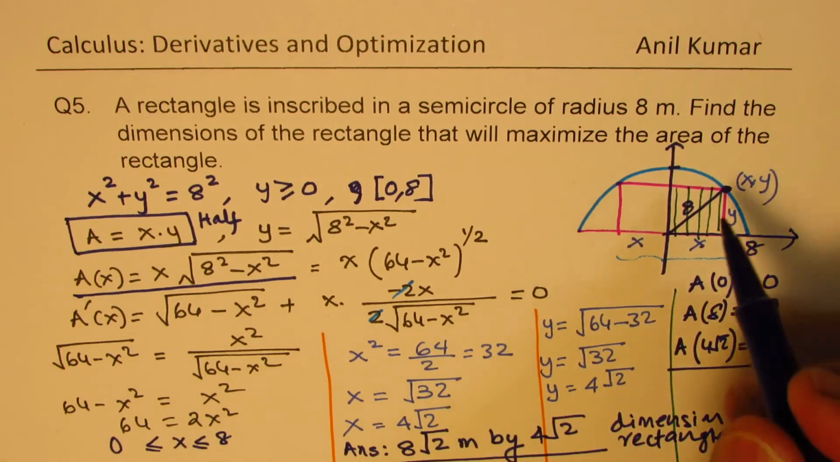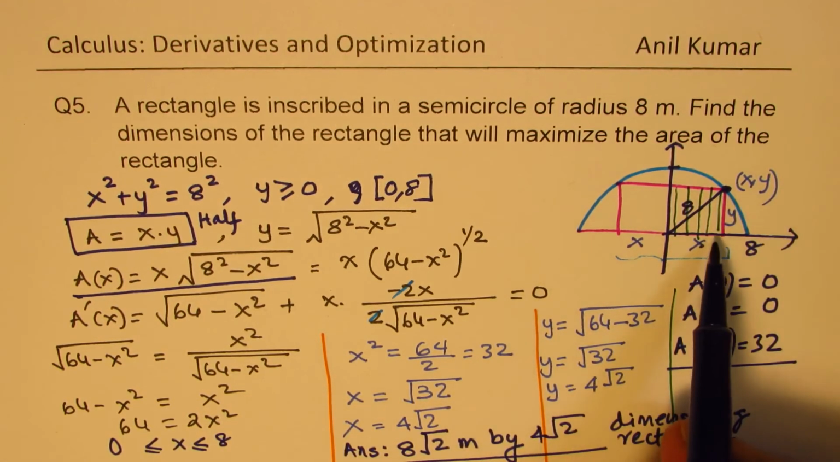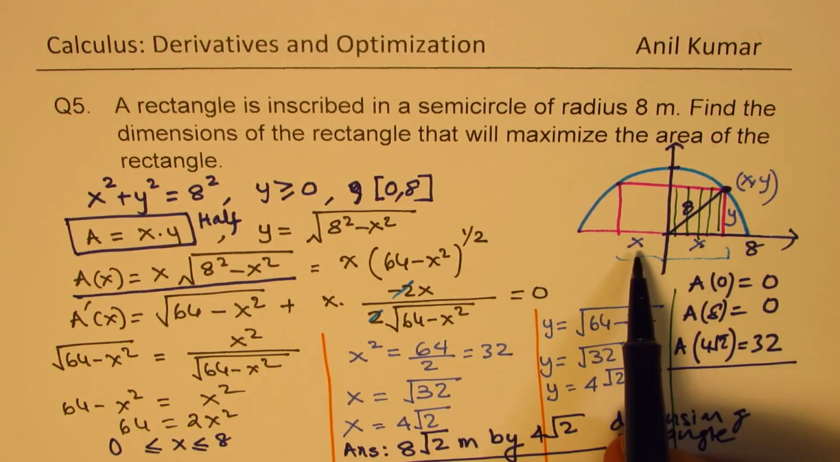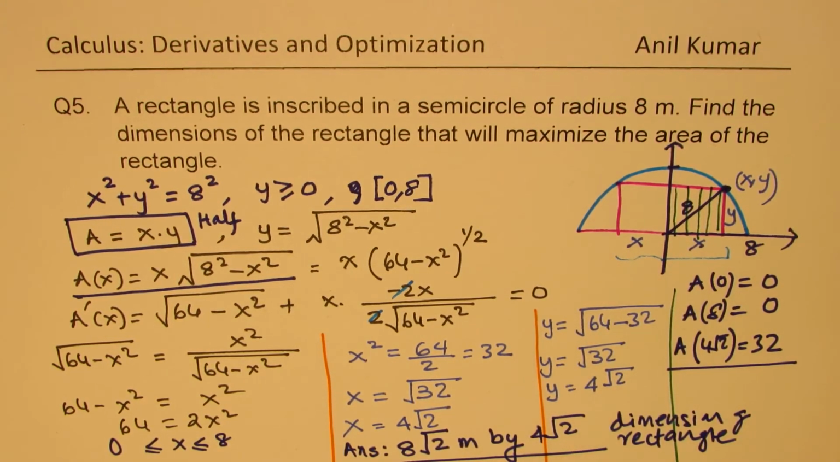Is that clear to you, right? We worked on half the rectangle. Do you see that? So when we're talking about the full rectangle, you should not forget to write 2 times x. That is kind of critical. Is that clear to you? Let's move on and take question number 6 now.